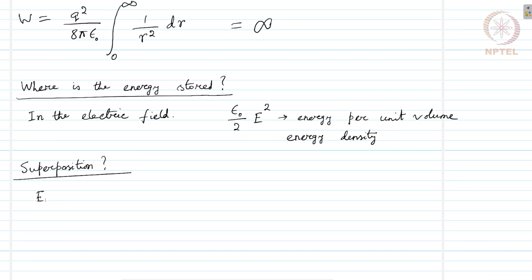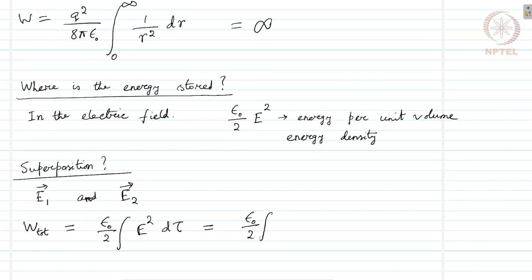If we consider two electric fields, E1 and E2, due to some charge distribution, the total electric field because of the principle of superposition is E1 plus E2. How about the total energy? Let us see. The total energy for these two electric fields can be given as epsilon naught over 2 integration over E squared d tau, which means epsilon naught over 2 integration over (E1 plus E2) squared d tau. Now, (E1 plus E2) whole squared is different from E1 squared plus E2 squared.